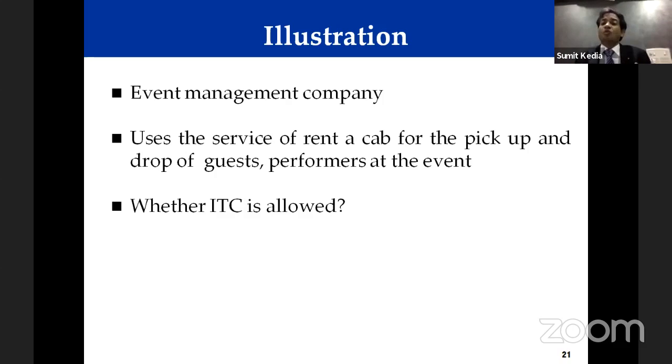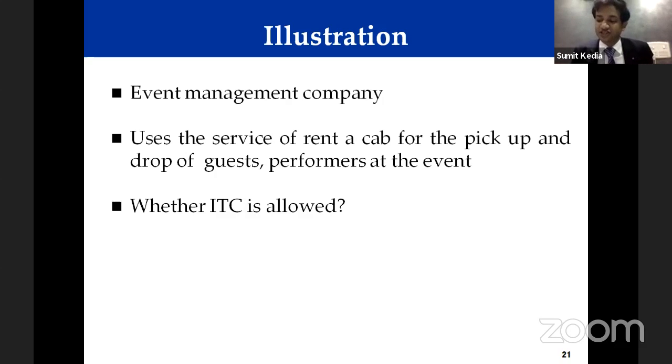So when I raise an invoice to the ultimate client, I will be allowed input tax credit on the hiring services of motor cab, because the leasing or renting services are used by me as part of my mixed or composite supplies. I hope you are able to appreciate this point. If it is used as part of my mixed or composite supplies, ITC will be allowed in that case.